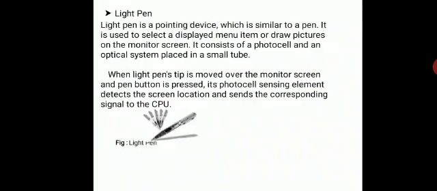Okay. Next one is light pen. A light pen is a pointing device which is similar to a pen. It is used to select a displayed menu item or draw pictures on the monitor screen. It consists of a photocell and an optical system placed in a small tube. When the light pen tip is moved over the monitor screen and the pen button is pressed, its photocell sensing element detects the screen location and sends the corresponding signal to the CPU. Yes, it is the oldest system.